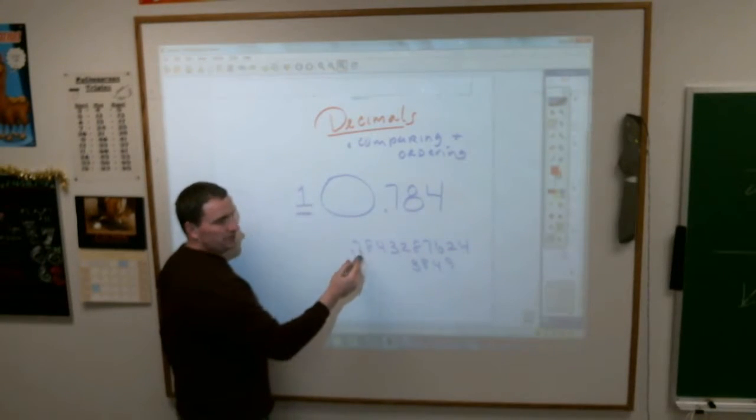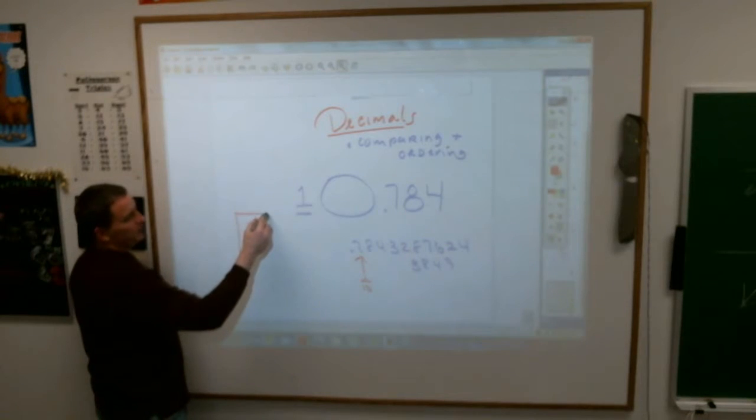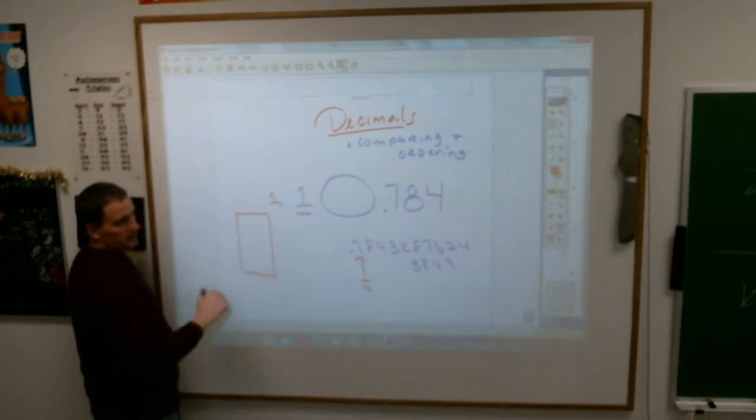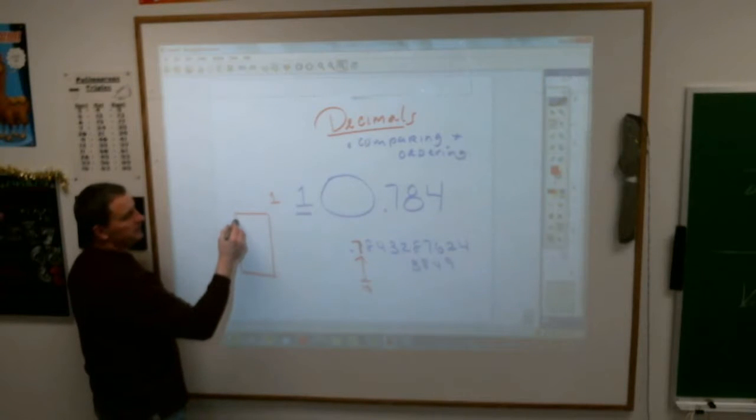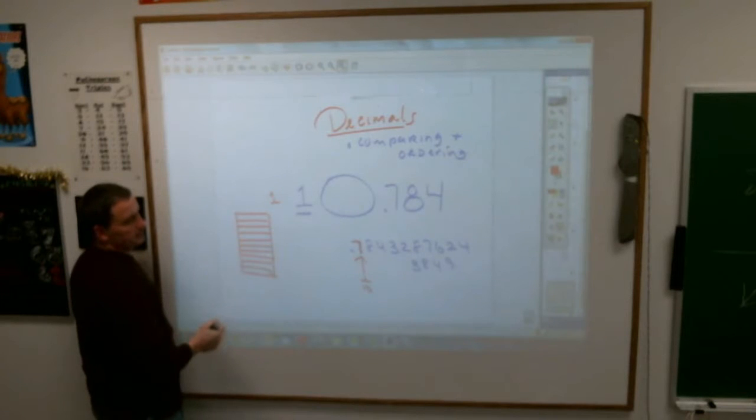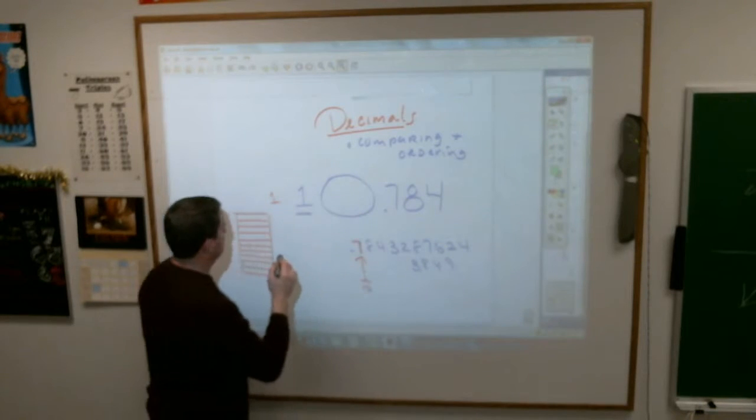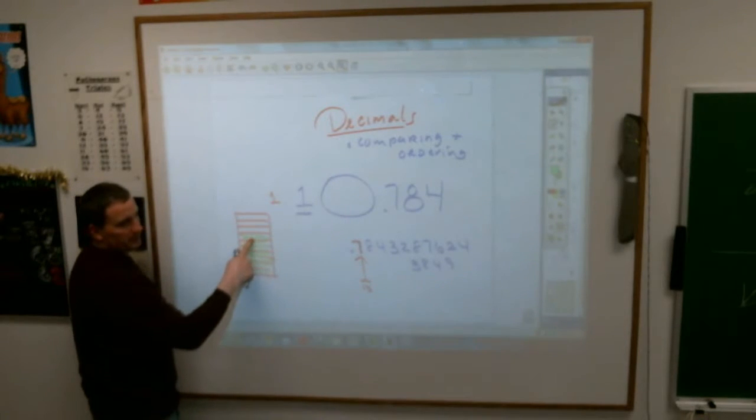We know this one stands for 1/10. So this means I have 7/10. If I had a rectangle, here's my one rectangle. If I was looking for this 7/10, that means I cut this into 10 equal pieces. 1, 2, 3, 4, 5, 6, 7, 8, 9, 10. And I have 7 of them. Okay, this is how much 7/10 is right here. So obviously one whole thing is bigger than 7/10.